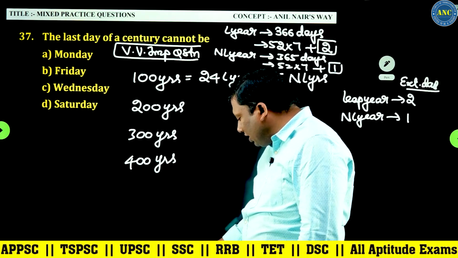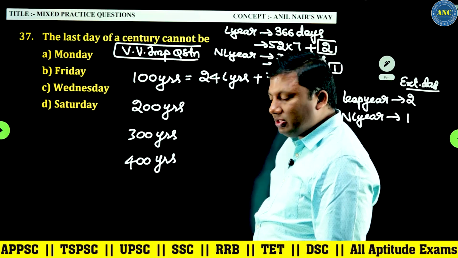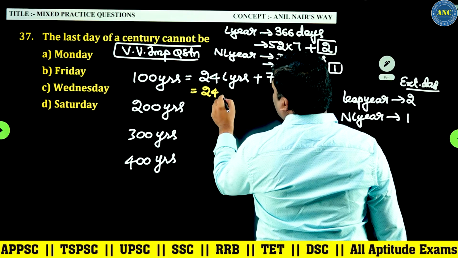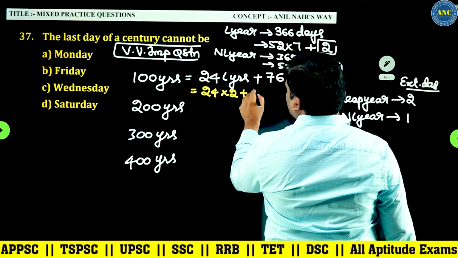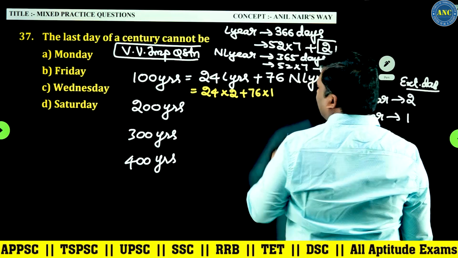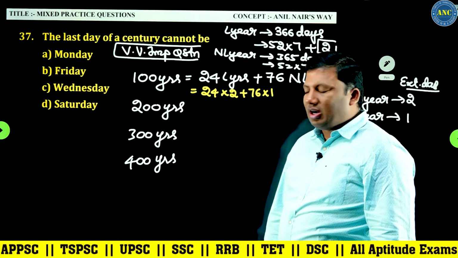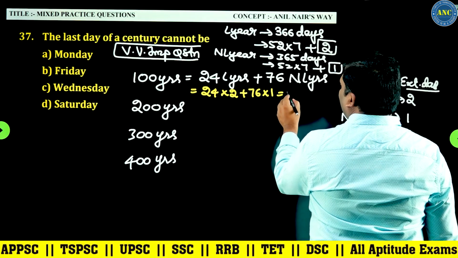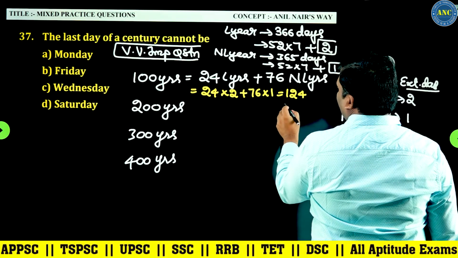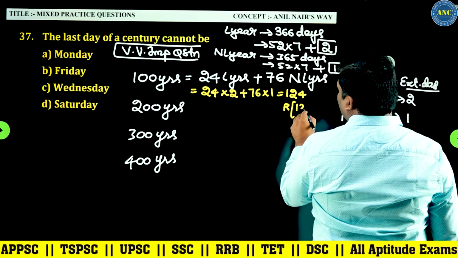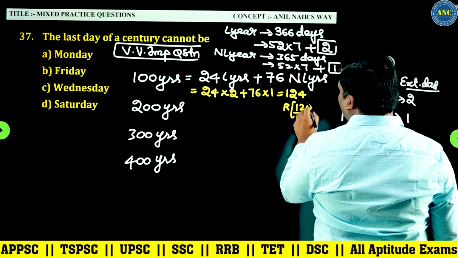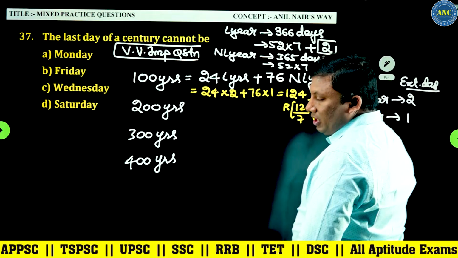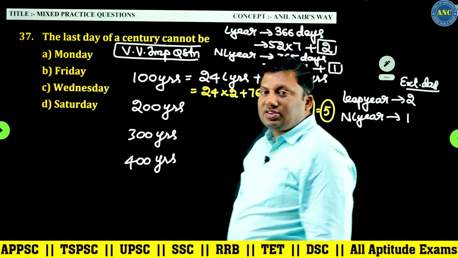Now let us use the concept of extra days or odd days to solve this question. A leap year has extra 2 days. A non-leap year has extra 1 day. 24 twos are 48, plus 76, that is 124. 124 divided by 7. 7 ones are 7, 54. 7 sevens are 49. 5 odd days. Every 100 years has 5 odd days.